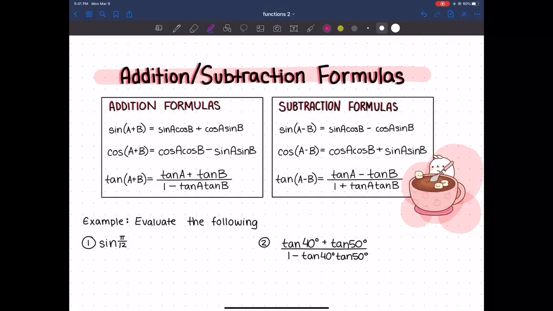Cindy here. Let's take a look at addition and subtraction formulas in section 7.2 of grade 12 advanced functions.